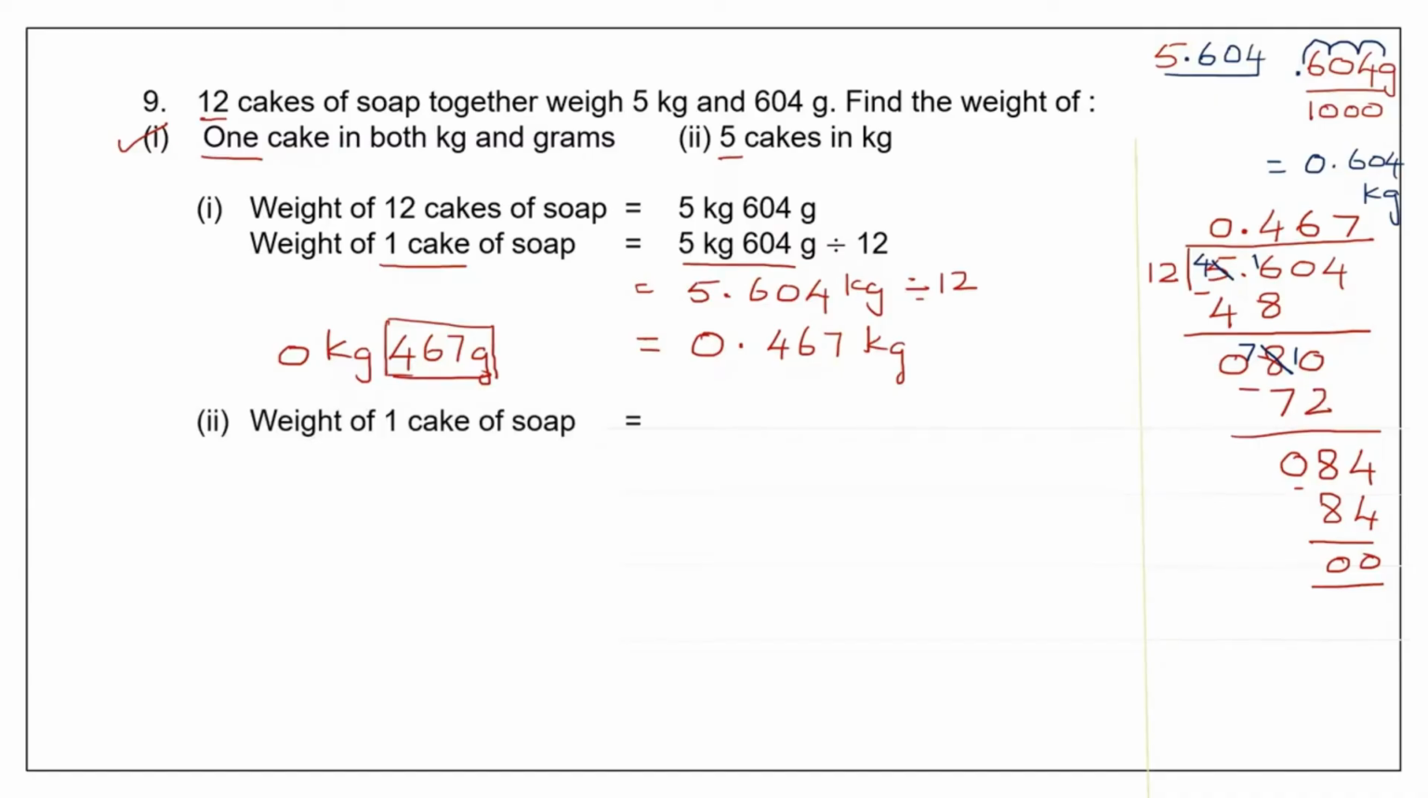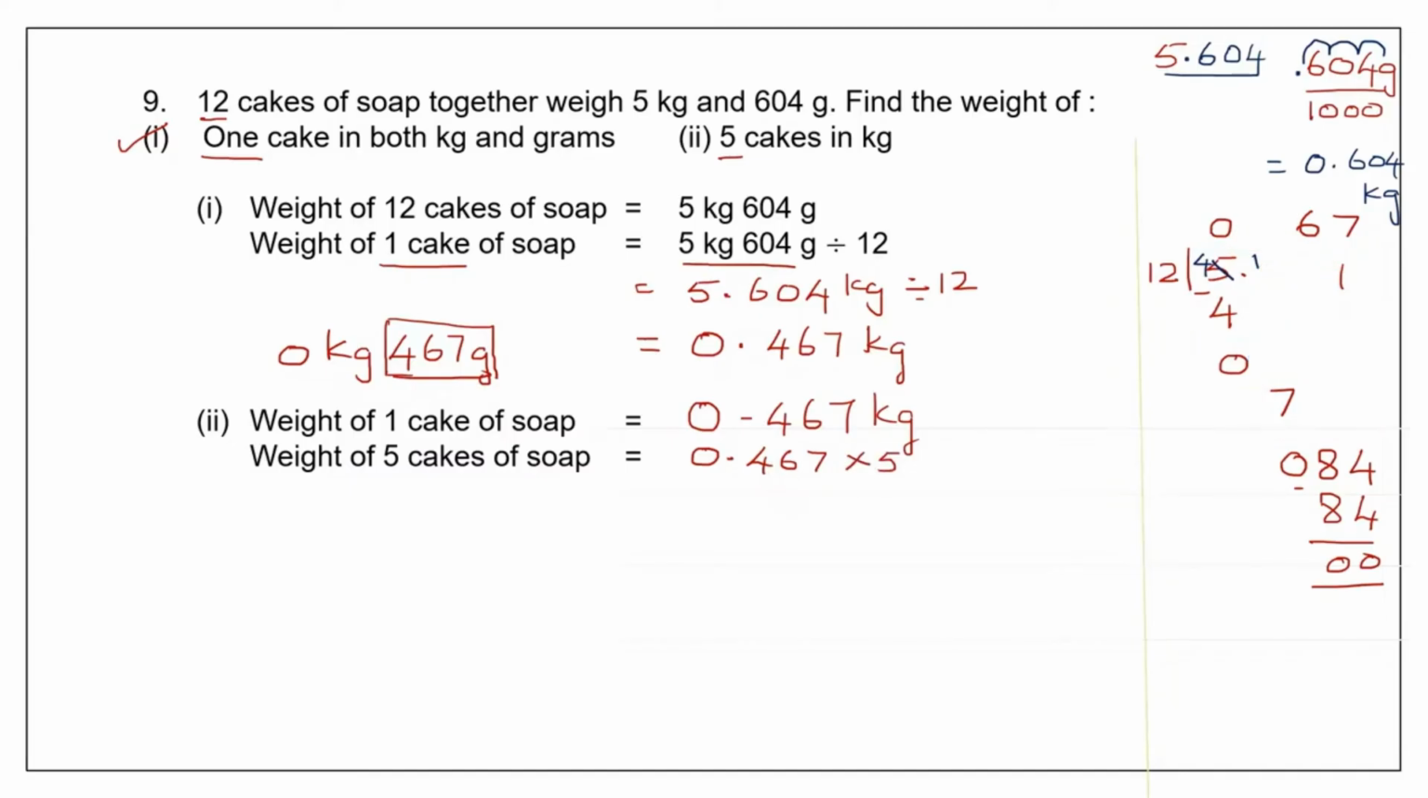Now let's continue. Now we know the weight of one cake of soap. So that is 0.467 kgs. Now let's go to the second question to find the weight of 5. So how do we do this? Multiplication. When you know the value for 1 and you must find the value for many, you need to multiply 0.467 into 5. Let's do that multiplication. So let me erase this here and let me do the multiplication here and show it to you.